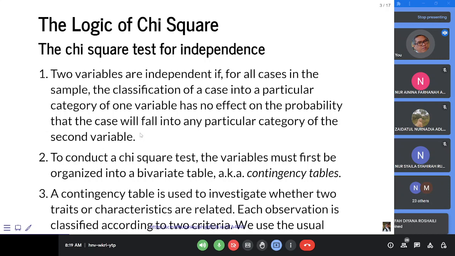So, what is a bivariate table actually? Later on we're going to see that in more detail. A contingency table is used to investigate whether two traits or characteristics are related. Two traits or characteristics ni lebih kepada dalam social sciences ataupun dalam psychological punya study. So, that's why saya katakan tadi, the chi-square test is most commonly used in social sciences research. So, two traits or characteristics are related. Each observation is classified according to two criteria. So kita akan tengok in detail what this means.